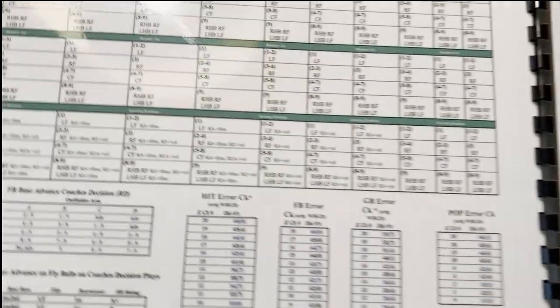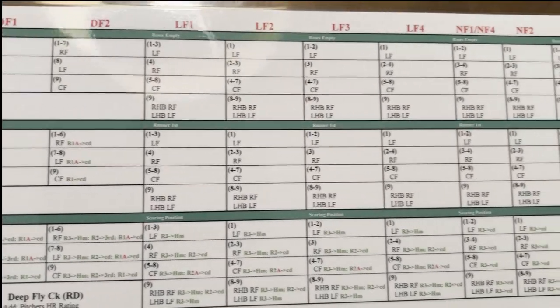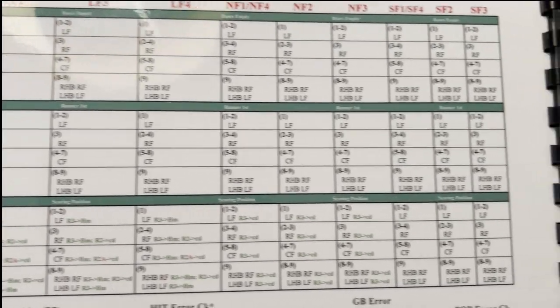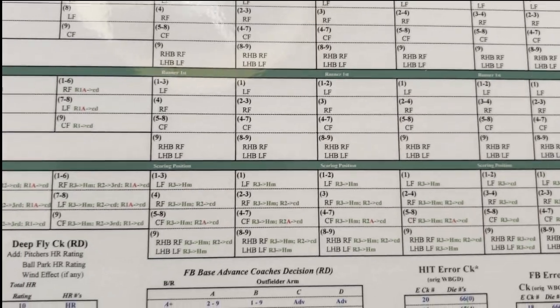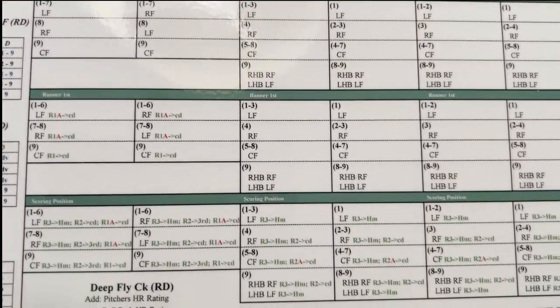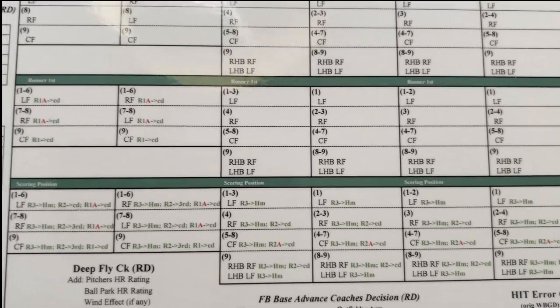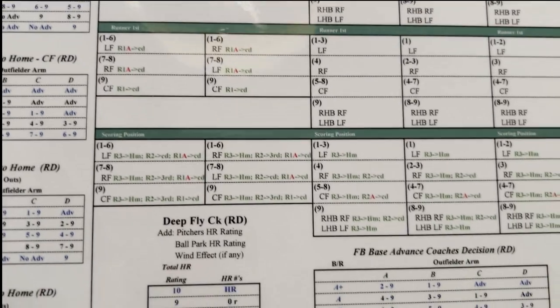Over here are the fly balls, and you have all the different fly ball situations: deep fly, long fly, normal fly, and short fly. And the potential base advances, you can see no base advances with the bases empty, of course. Very few with runners on first. Only under the deep flies do you see runners on first potentially tagging up.